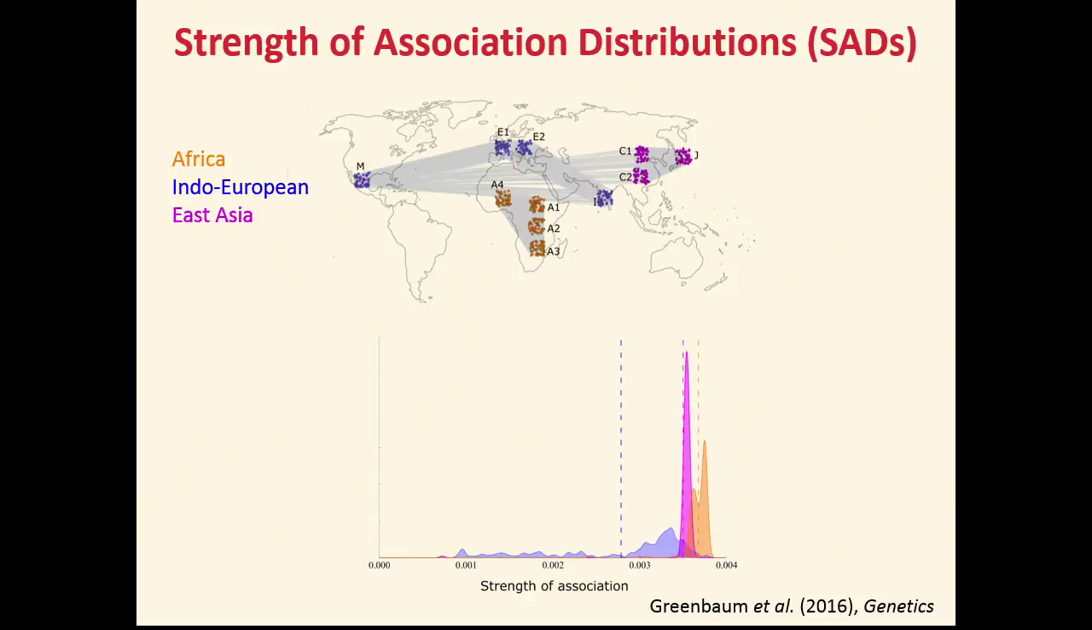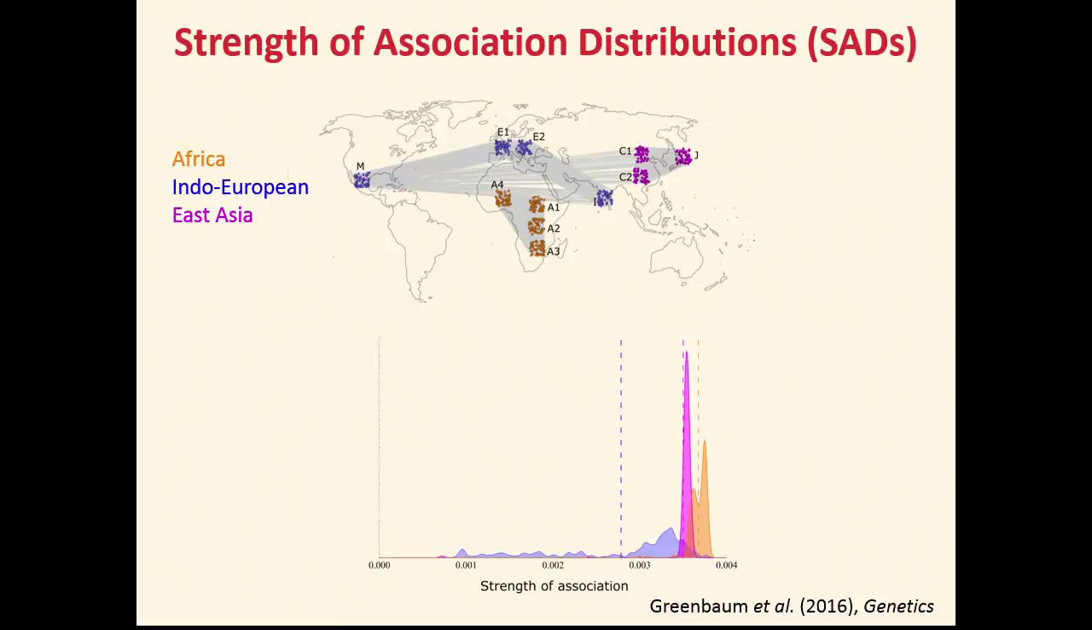So here we see the partition of the HapMap data into 3 communities: African, Indo-European, and East Asian. And below, what you see is the distribution of the strength of association of the individuals in the different communities. And you can see that these are very different distributions.